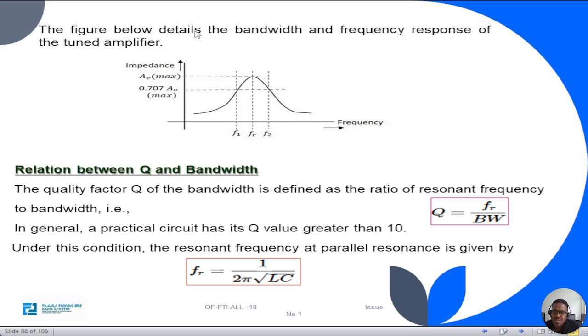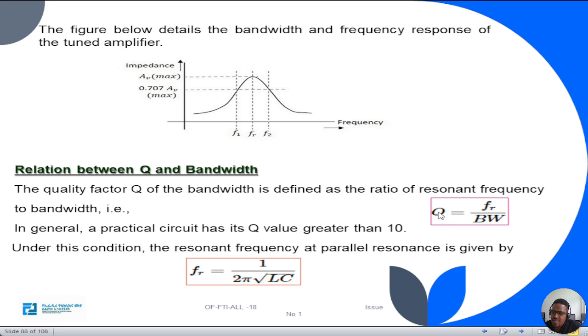So the figure below details the bandwidth and frequency response of a tuned amplifier. The lowest frequency reaches 70% and the highest frequency reaches 70%, but the center frequency is where the maximum gain of the amplifier occurs. The relation between quality factor and bandwidth: the quality factor is defined as the ratio of resonant frequency to bandwidth.